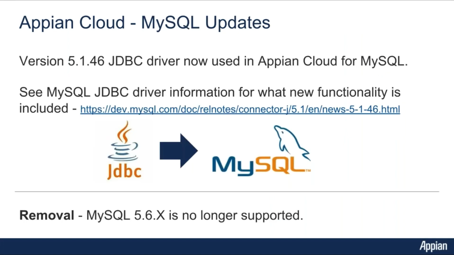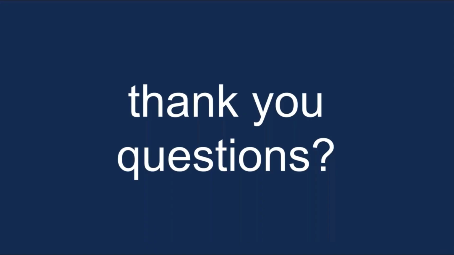And final Appian Cloud update. Appian Cloud MySQL has now been moved from version 5.1.4.4 to 5.1.4.6 of the JDBC driver. If you'd like information on this latest JDBC driver, there's a link here to the MySQL reference website, which gives you any subtle information about the new connection functionality introduced in 5.1.4.6. A very minor update to the Appian Cloud JDBC driver. And that is it for 18.2.